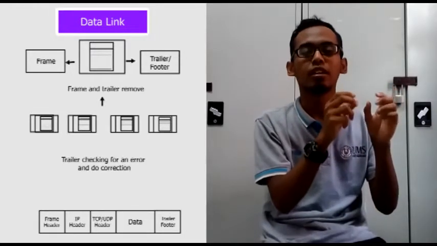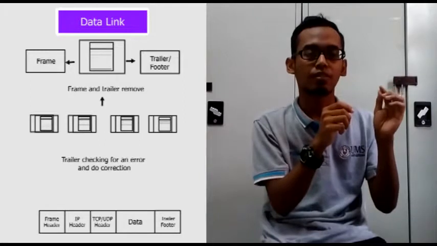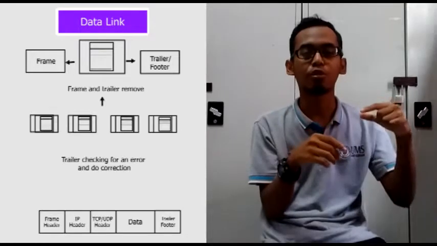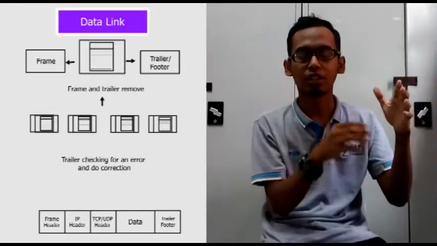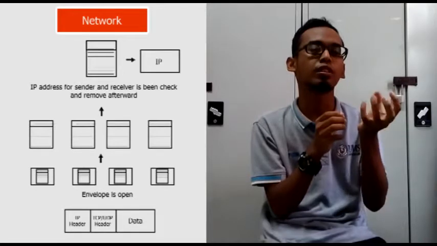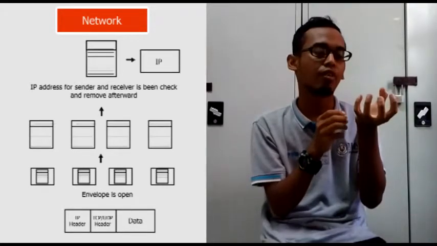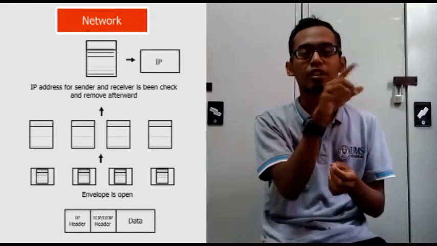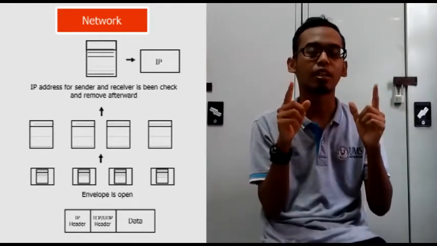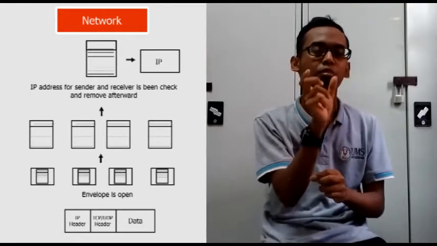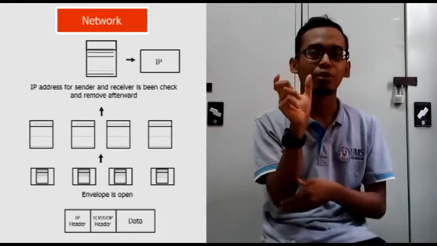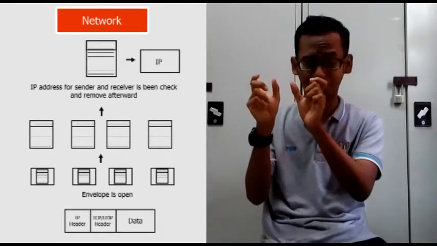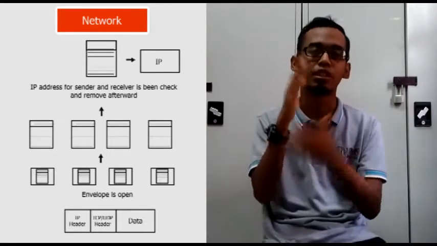Then the data link header and the trailer are removed. Then it will go to the network layer. Before we go to the network layer, the envelope of the data will be opened. Then we release the packet of data and go to the network layer. In the network layer, it will check the IP address of the receiver and the sender.